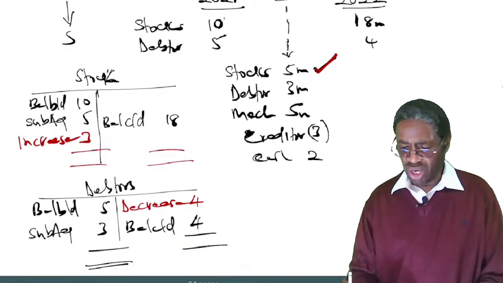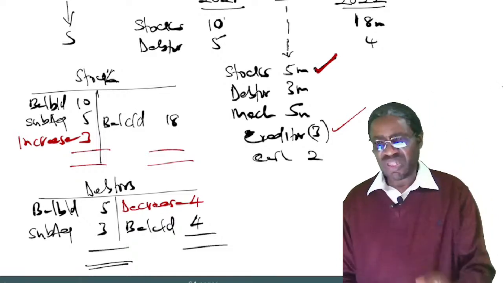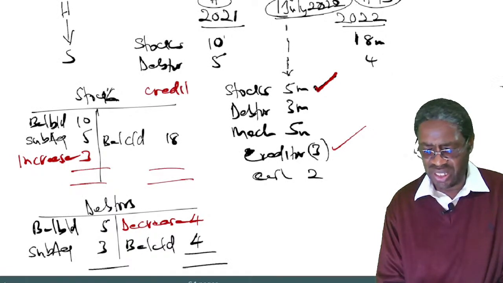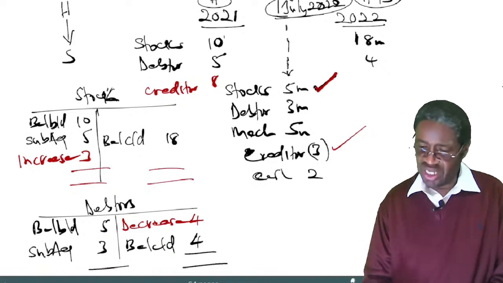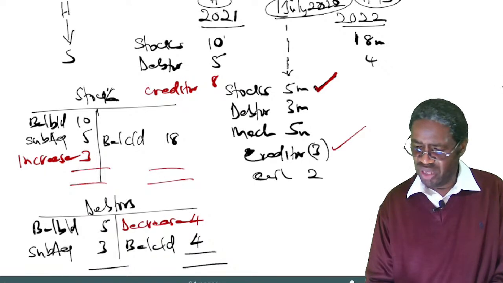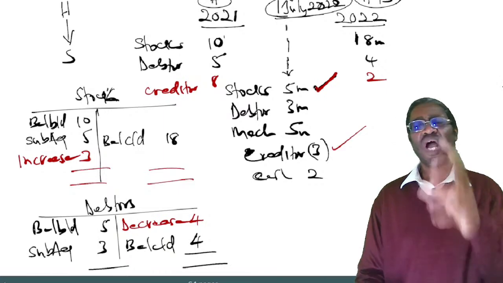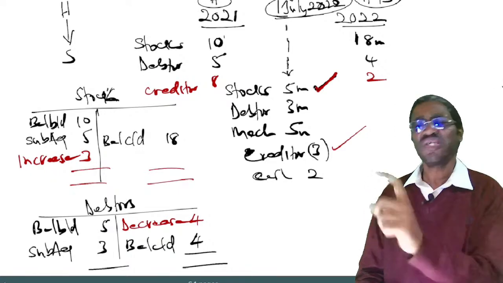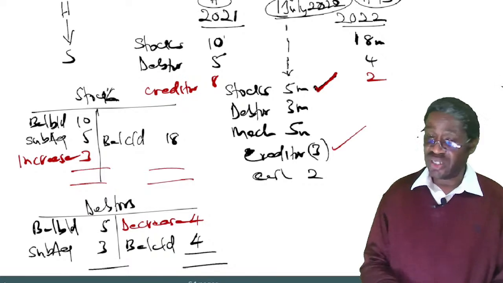Now, let me talk about the creditors first before I talk about the machinery. Same thing again. Let me assume that the creditors last year were 8 million from the balance sheet last year. This year, the creditors were maybe 2 million. So again, do you say that there was a decrease in creditors amounting to 6 million? The answer is no.